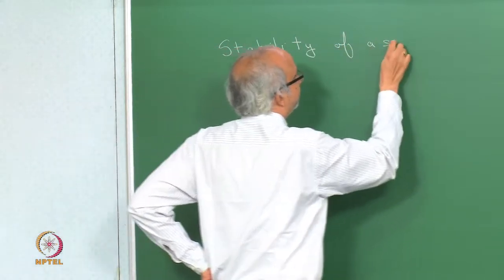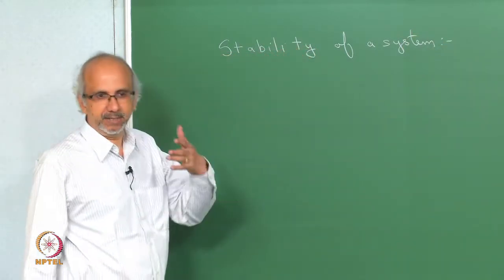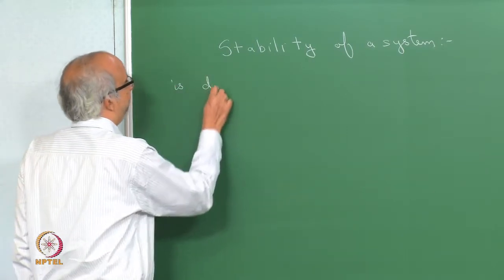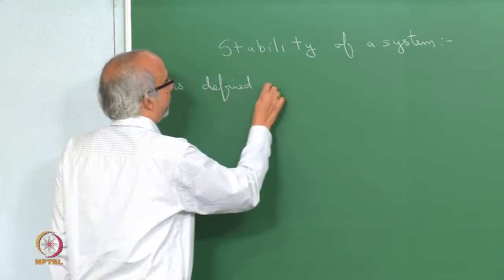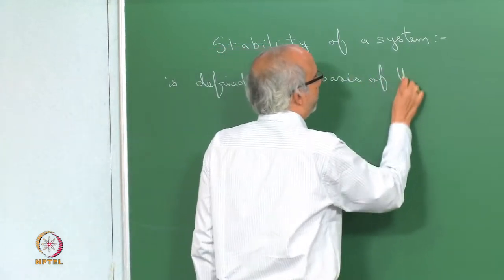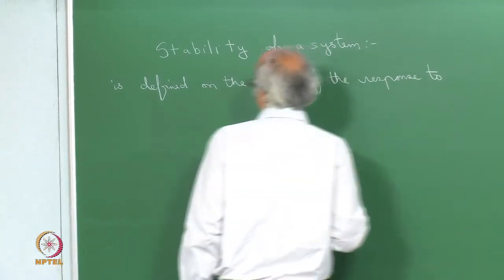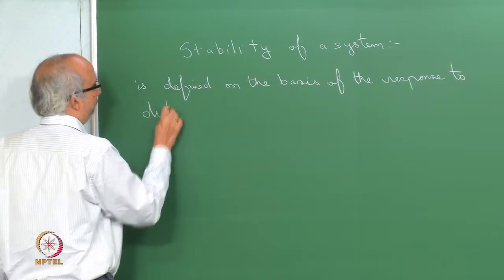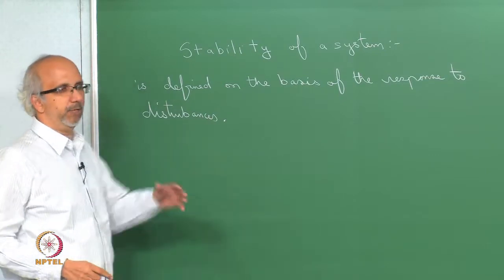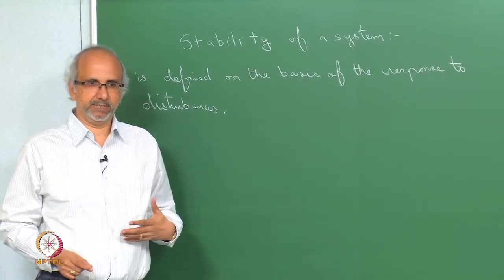Like was mentioned in the last class, stability of a system is decided by the response to perturbations, response to disturbances. The idea is if you give a disturbance and the system deviates from the steady state, you say it's unstable. If it comes back to the steady state, you say it's stable.